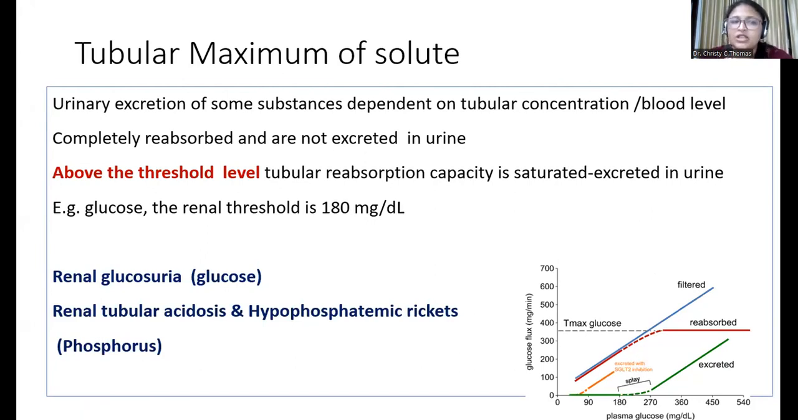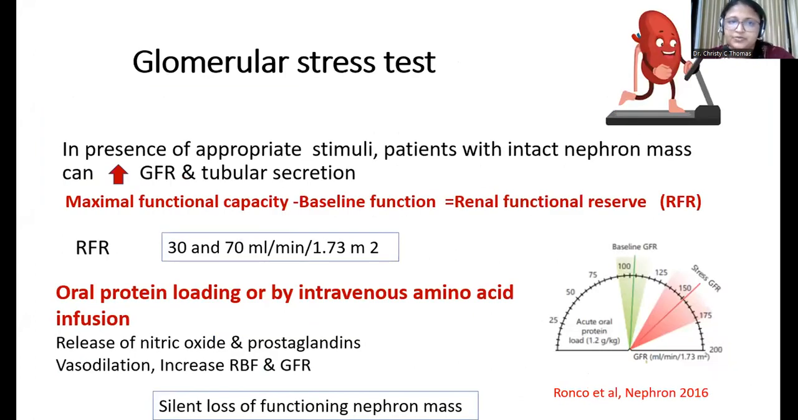Suppose you have some pathology where the threshold falls, then even at normal blood levels, the molecule will appear in the urine. The classic example is glucosuria in renal glucosuria, where the renal threshold of glucose is decreased, and phosphaturia in renal tubular acidosis and hypophosphatemic rickets, where the renal threshold of phosphate is decreased.